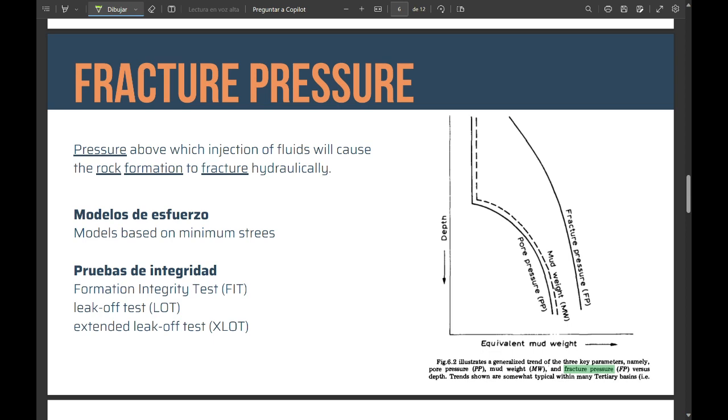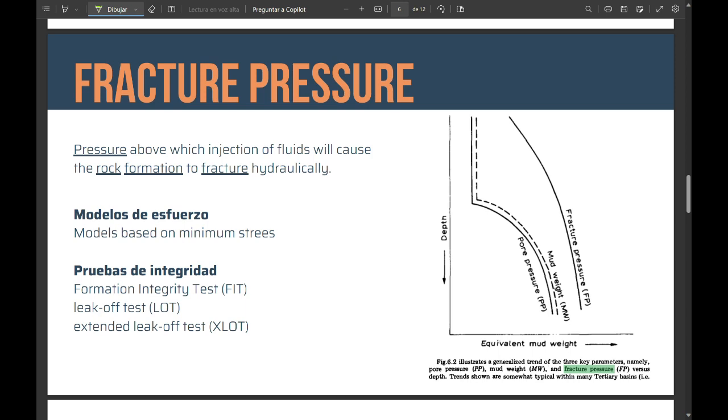Okay, so to pass into the fracture pressure, la presión de fractura, que va a ser la presión requerida para fracturar la formación, y el esfuerzo va a estar relacionado con los esfuerzos mínimos horizontales, que va a ser la presión necesaria para abrir una fractura preexistente en la formación. Okay, so we have the minimum stress models, que son los modelos basados en el esfuerzo mínimo.